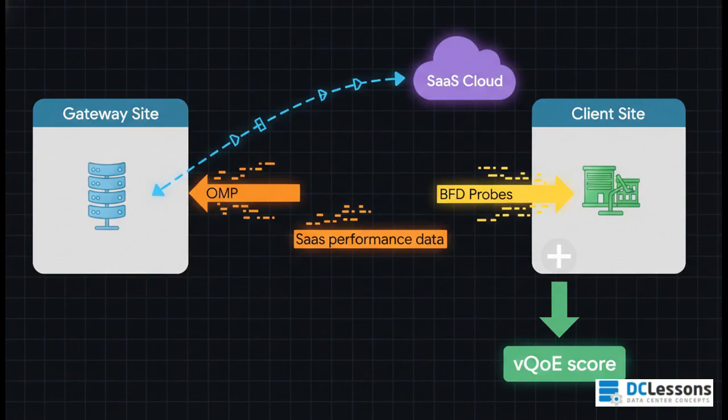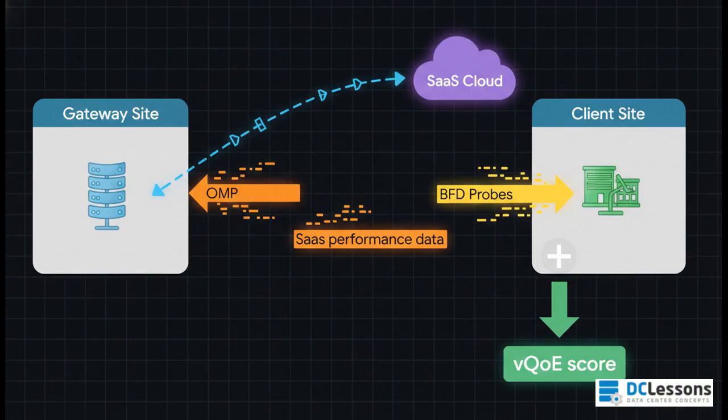The gateway site acts just like that DIA site we just saw. It sends out those HTTP probes and measures the real loss and latency to the SaaS app. Then it takes that info and shares it with all its client sites using OMP. That's the Overlay Management Protocol, kind of the brain of the whole SD-WAN fabric.